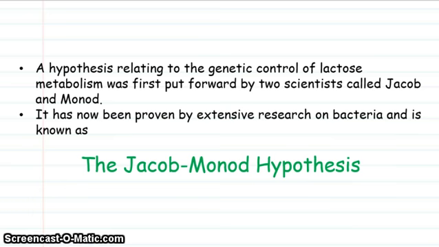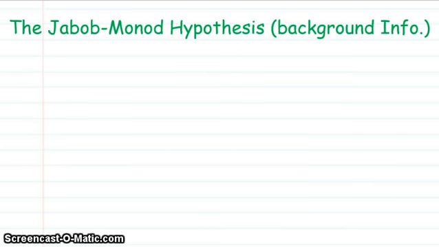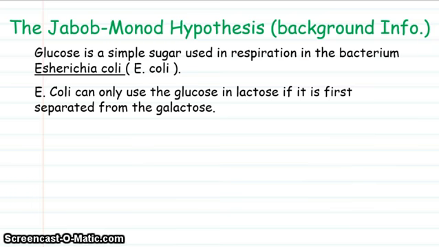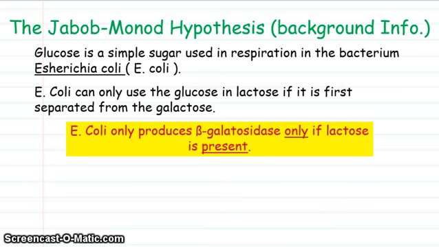Now the scientists who came up with this model of lactose metabolism, scientists called Jacob and Monod, and their hypothesis, so a bit of background information for it anyway. Glucose, of course, is the primary respiratory substrate for organisms, and the organism they were looking at in their model was Escherichia coli. Now E. coli can only use the glucose in the lactose if it's first broken down, if the lactose is first digested. But the E. coli only produces the beta-galactosidase if lactose is present.